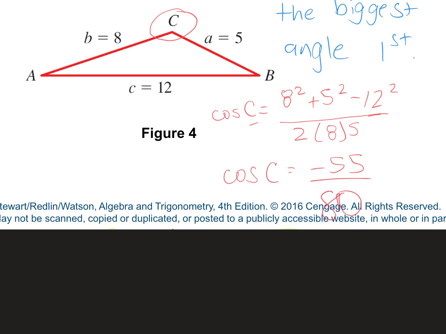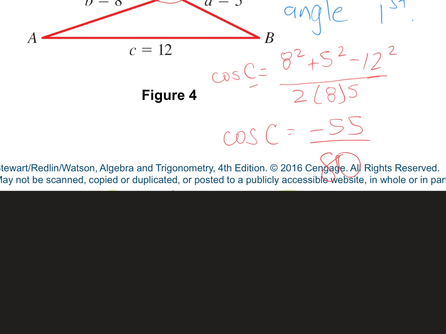So you guys have cosine C. Cosine C equals, well, what's negative 55 divided by 80? You're going to get a big old decimal. It's not that big. Negative 0.6875. Yeah? Okay, does that make sense that your angle is negative 0.6875?